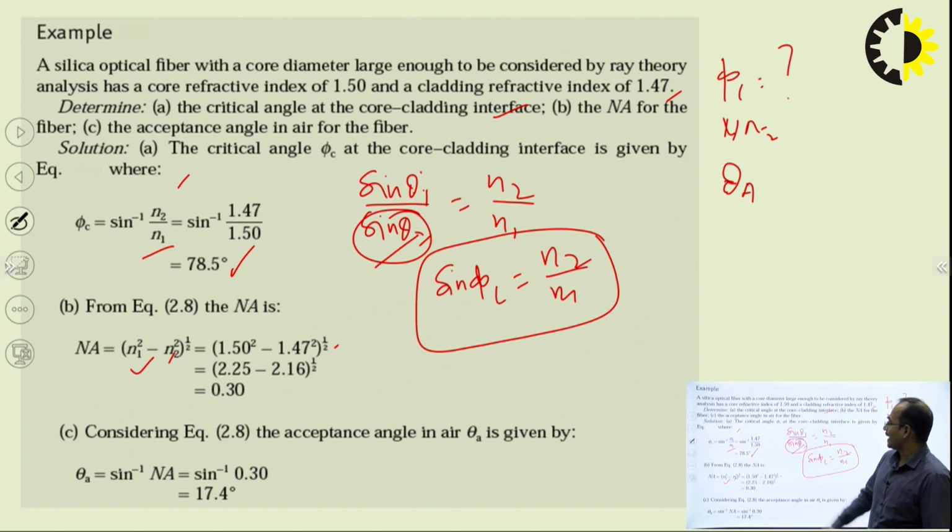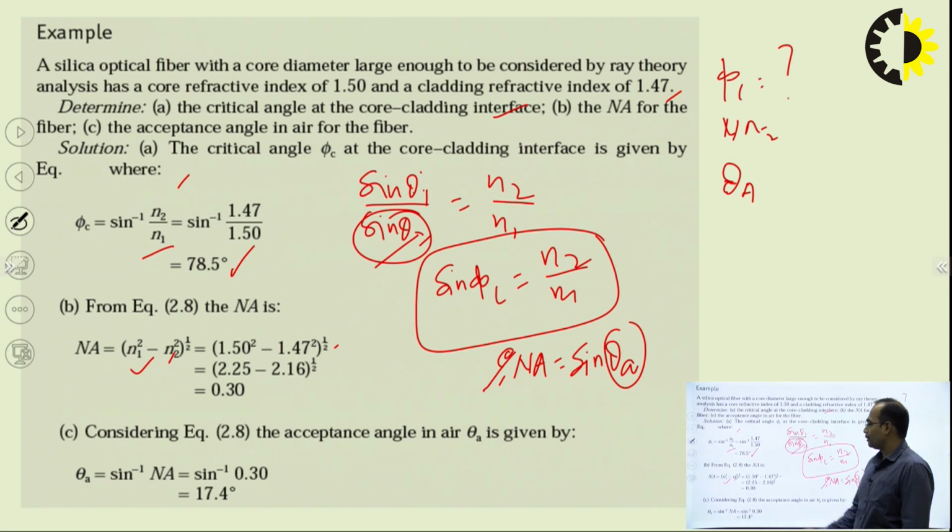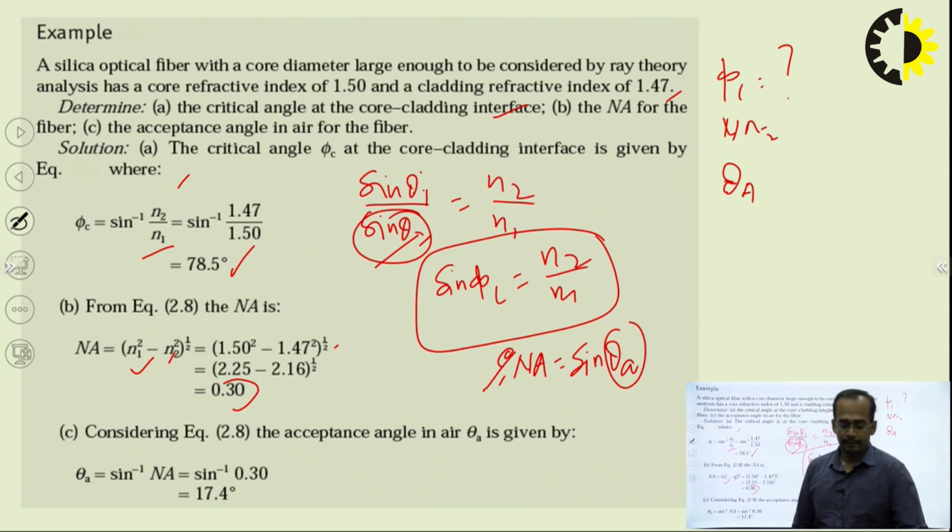Now the third is the acceptance angle in air for the fiber. So what will be the acceptance angle? We have already found the numerical aperture. Numerical aperture is nothing but sine theta a, so we have to find the value of theta a. Theta a is nothing but sine inverse of this numerical aperture. The numerical aperture is 0.30, so you can find the value of theta a.